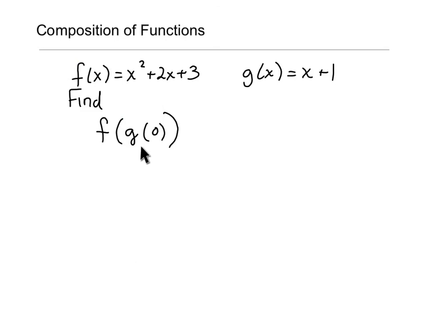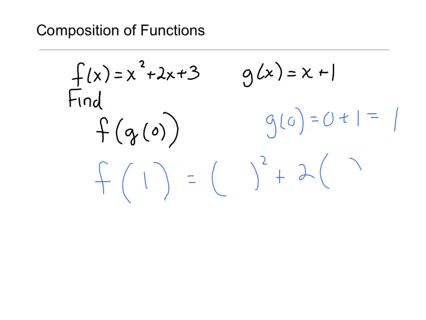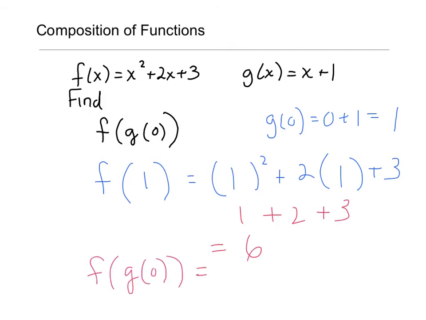So I'm going to start with g, and I'm going to put a 0 in for x in the g. So g of 0 is 0 plus 1, which is 1. I can rewrite this, f of 1. G of 0 equals what? 1. And then I put the 1 in for the x in the f. So this gives me 1 plus 2 plus 3, which is 6. So f of g of 0 is 6.